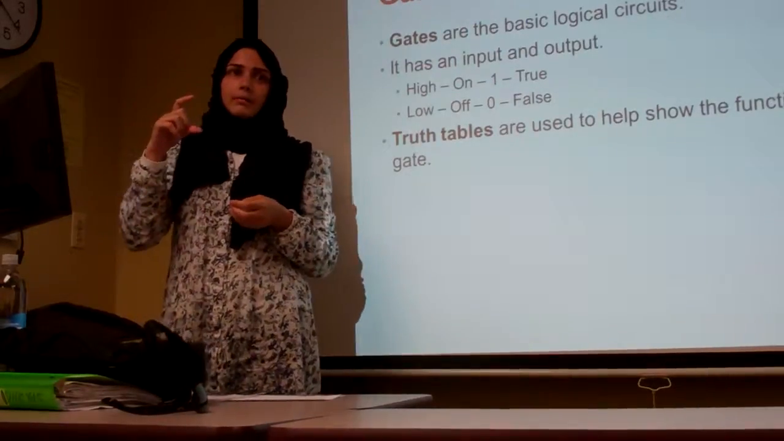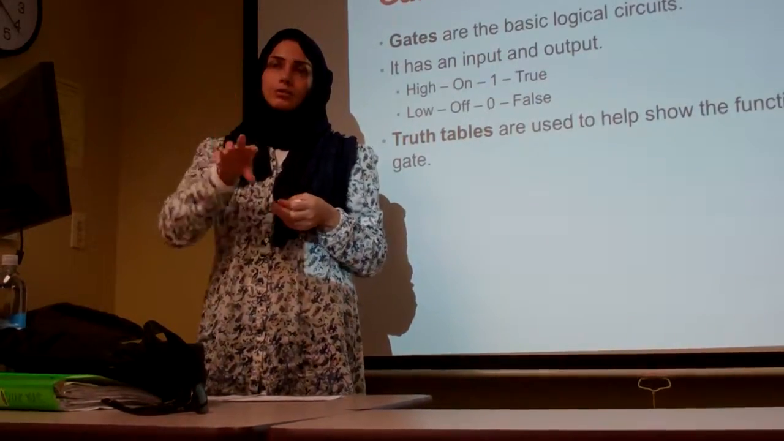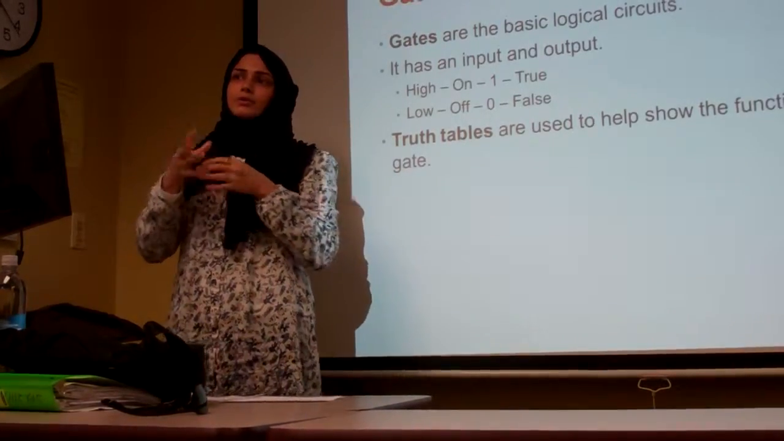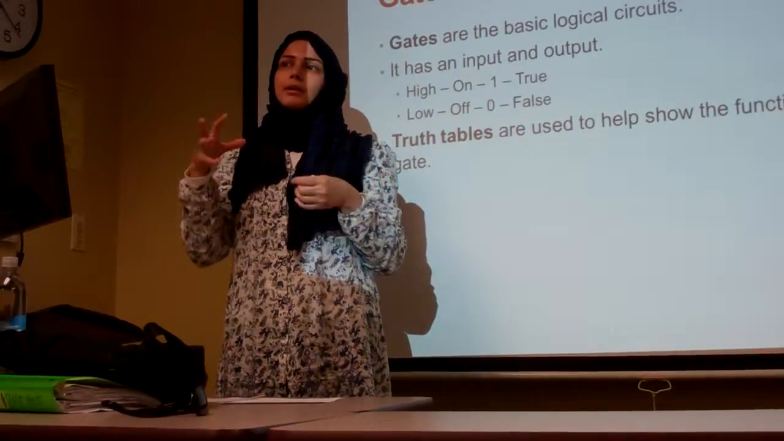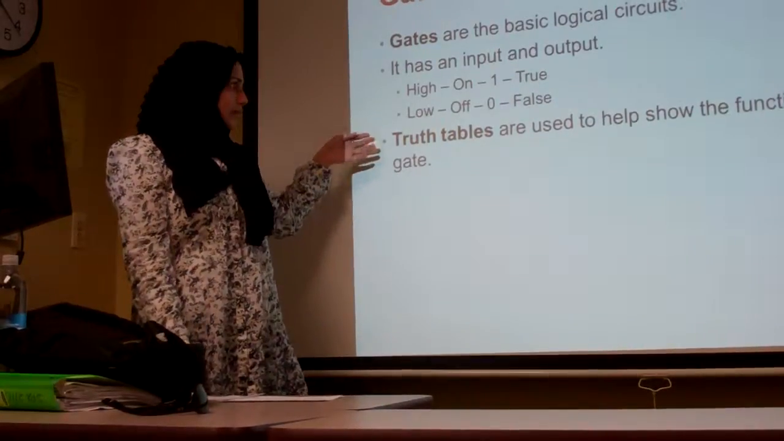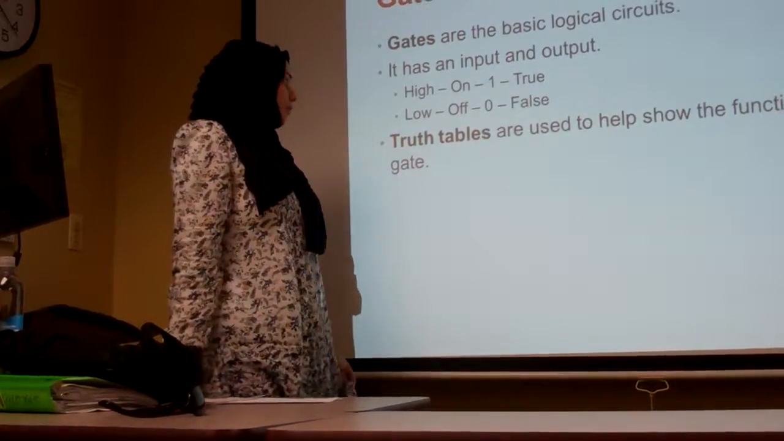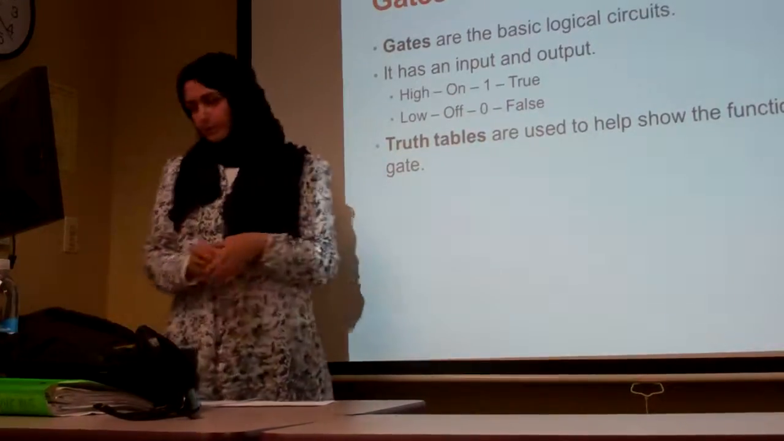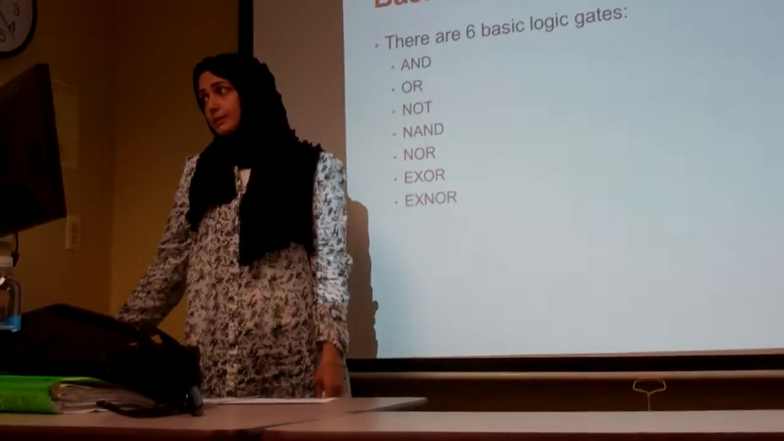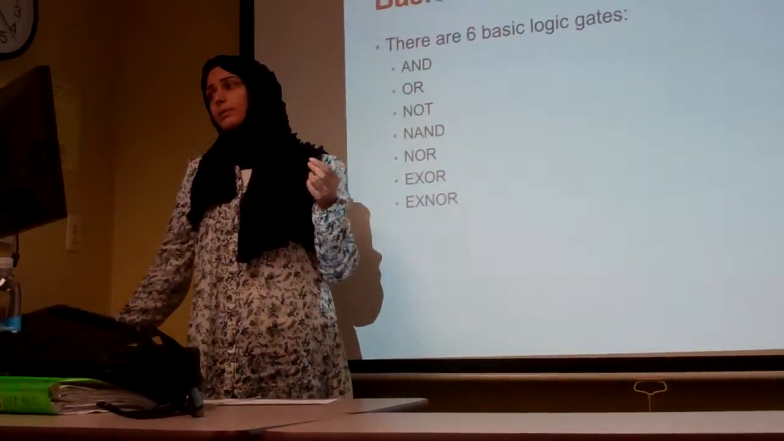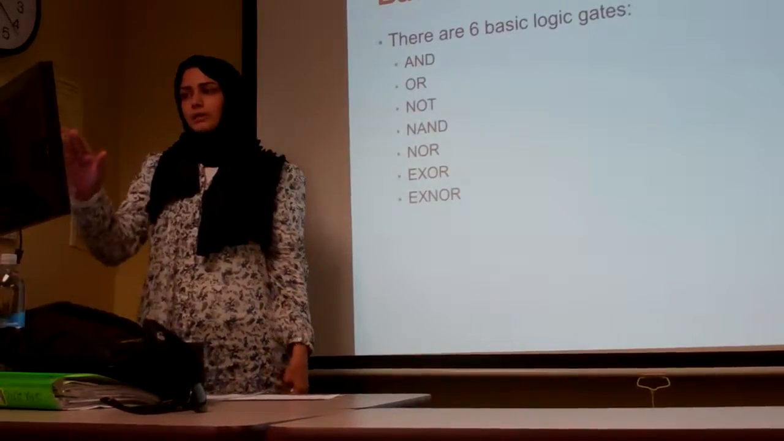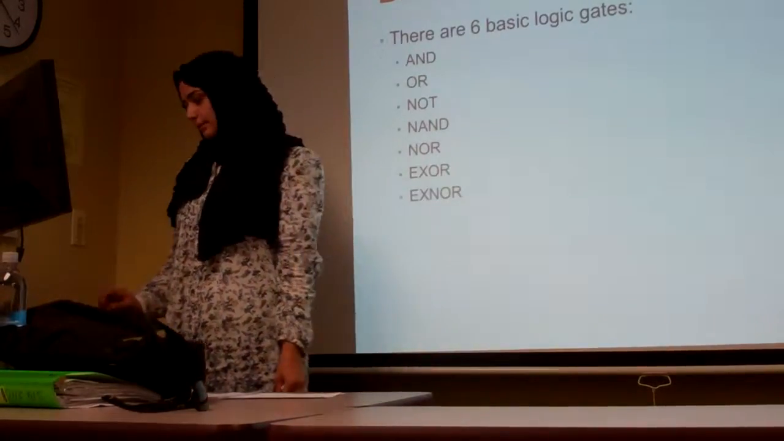There is an input and output for any gate. The input means the data we enter to this circuit, and the output is the data which we get after entering the circuit. We will see the truth table, which is used to help show the function of logical gates. I will show you this later. There are mainly 6 gates: AND, OR, NOT, NAND, NOR, XOR, and XNOR. We will see each of these, and we will do an exercise after that.